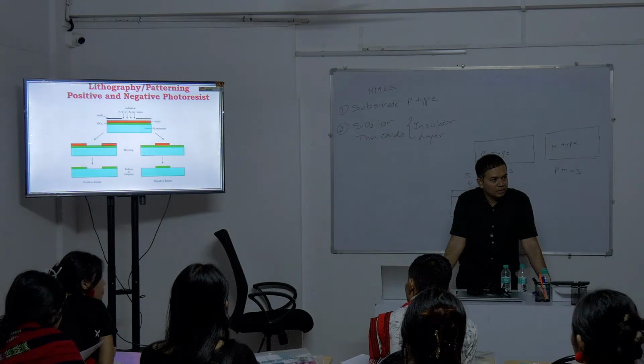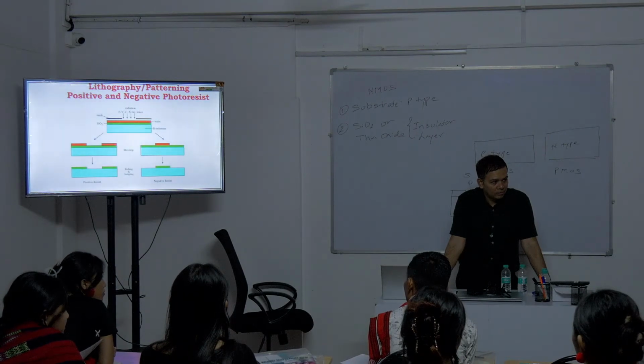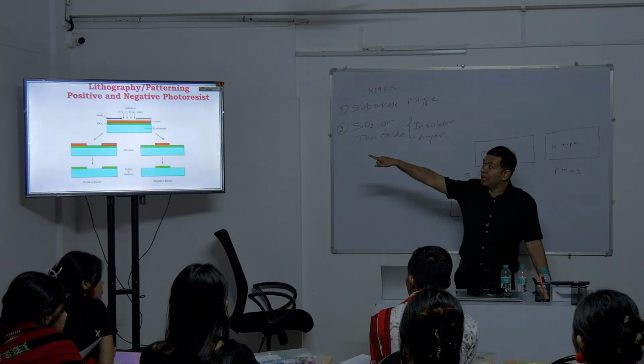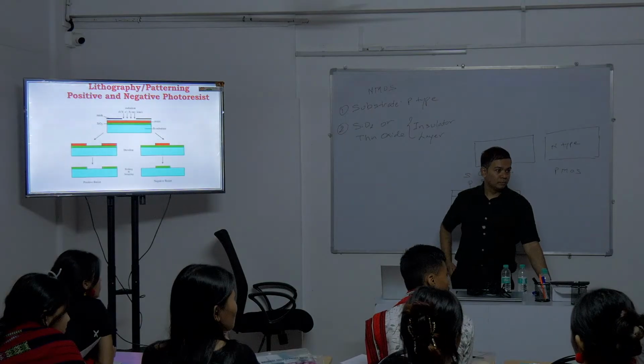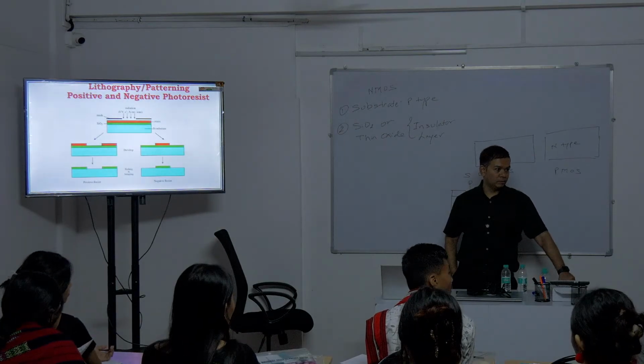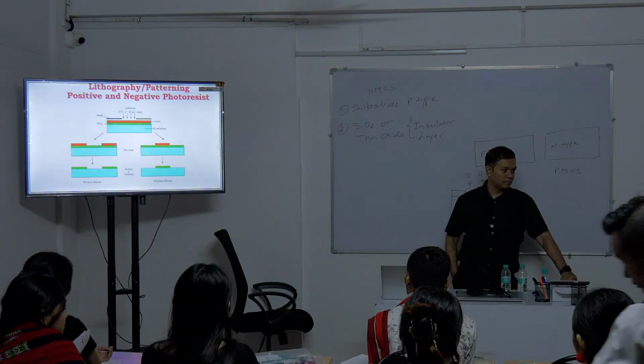So the mask. The mask is there, right? At the topmost. The black one is the mask. So the black one is the topmost level, right? Yes. So we have to use the UV rays. Yes, ultraviolet radiation, we have to use that.